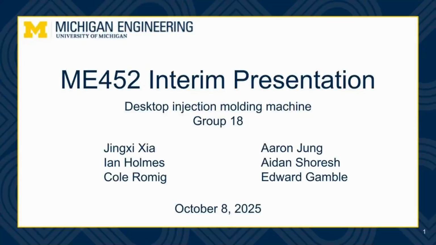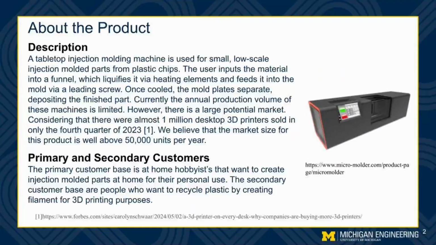Our group chose to optimize a desktop injection molding machine. This machine is used for small, low-scale injection molding parts. A user can input the material into the machine and it will be liquefied by heating and fed into the mold. And once cool, the parts will be ejected. Although the current production volume is limited, we believe that the market size for this product is well above 50,000 units per year.